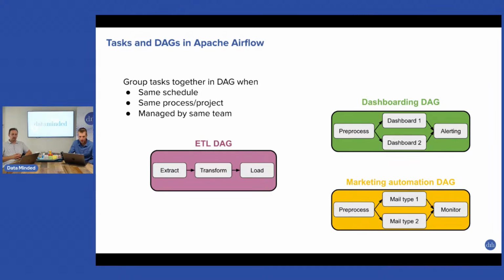We have Airflow, and in Airflow we can have DAGs and tasks in DAGs. Here on the slide I show you 3 examples. So every color represents a different DAG. So for example, you can have an ETL DAG, a dashboarding DAG, marketing automation DAG. And typically what are the definitions to create a DAG? You need to group tasks together with the same schedule, or that adhere to the same project or process, or managed by the same team. These are the general rules on how to define the tasks that group together and form a DAG.